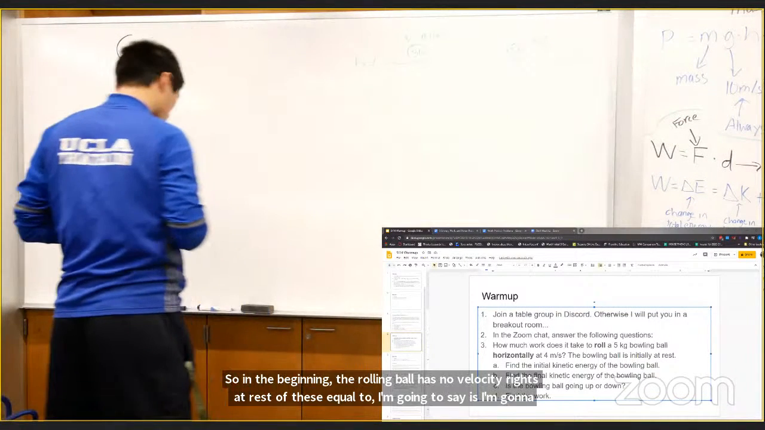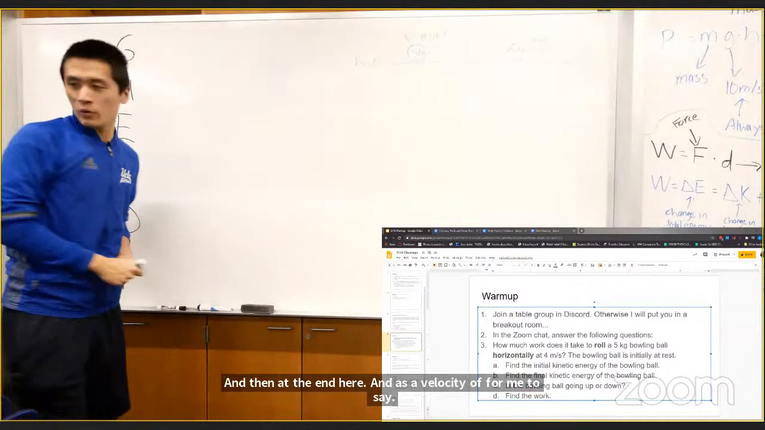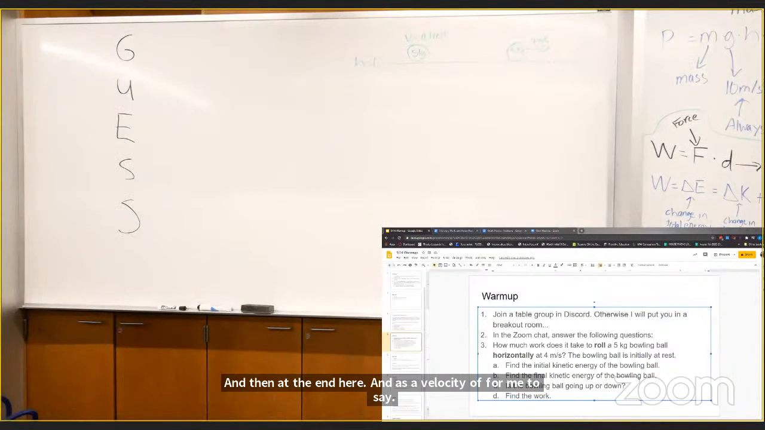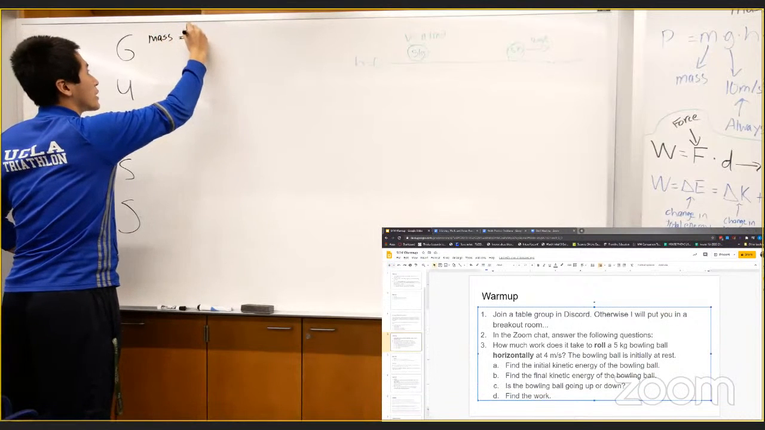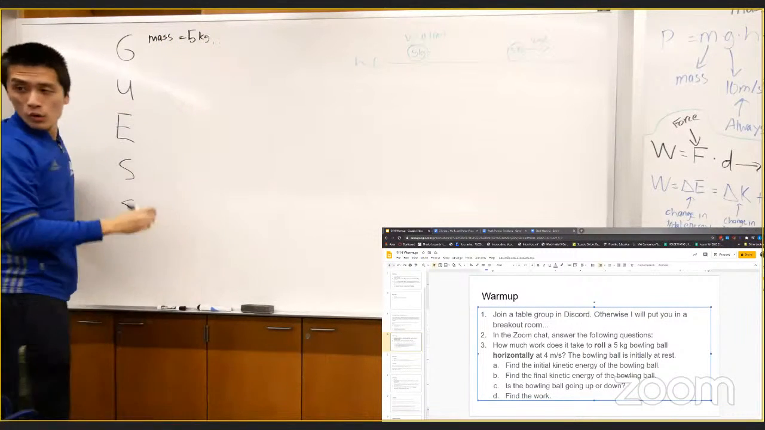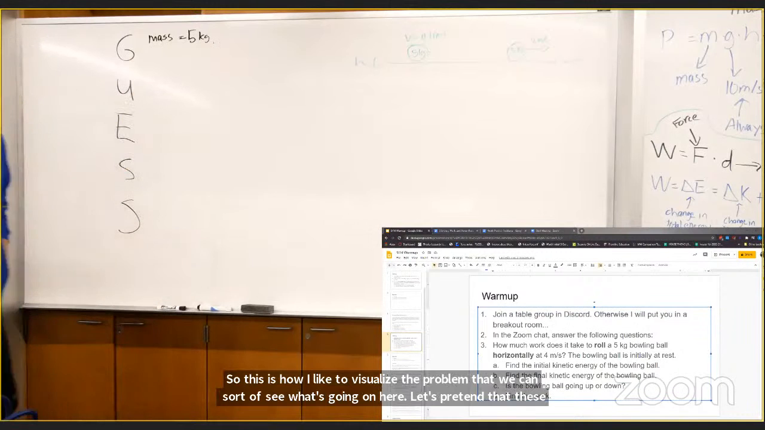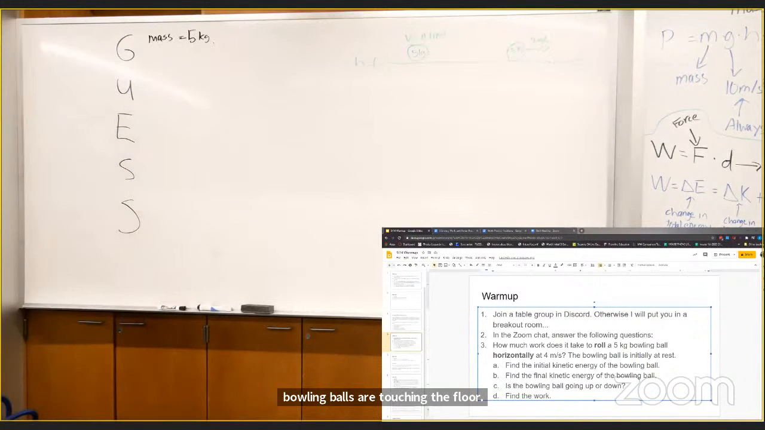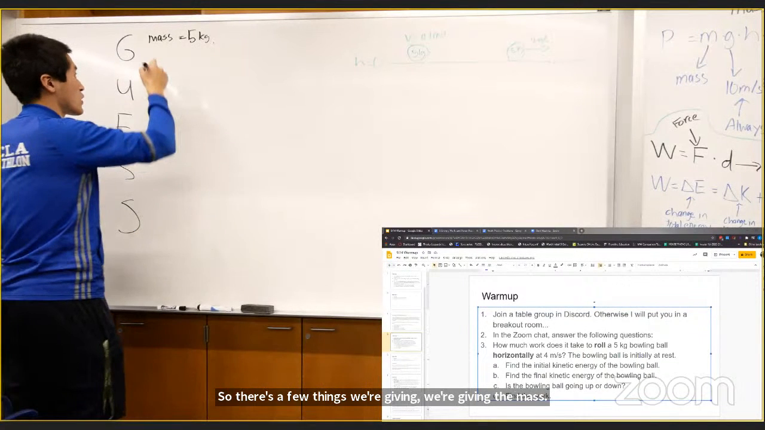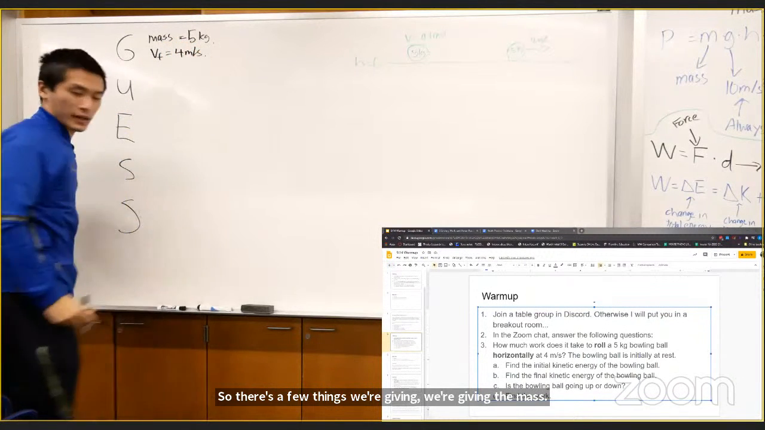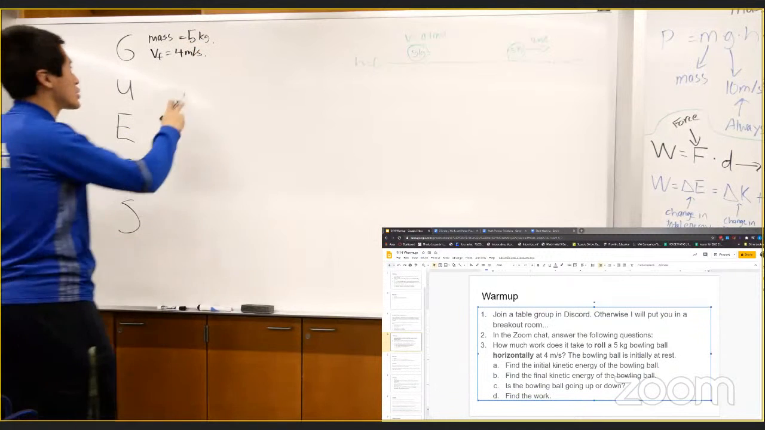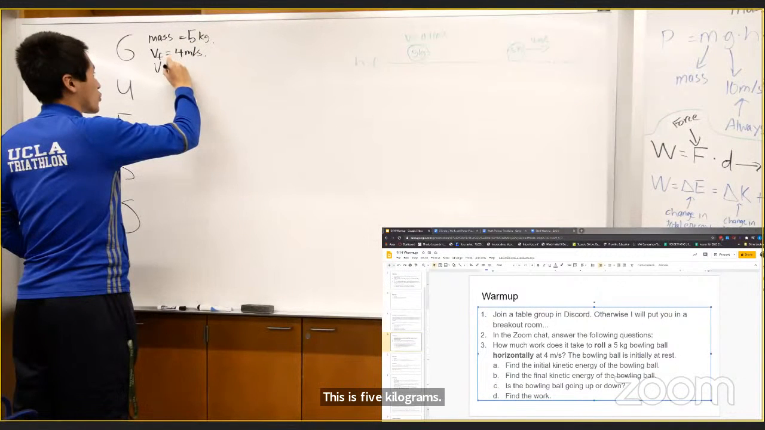Okay. So the first thing I think is a good place to start here is to just figure out, okay, what's the information we're given in the problem? There's a few things we're given. We're given the mass, and this is 5 kilograms. We're given a velocity. There's an important distinction here. There are actually 2 velocities given. The first velocity we're given is the final velocity, which is how fast it's moving at the end, which is 4 meters per second. Another thing that we're given is that the initial velocity is at rest.